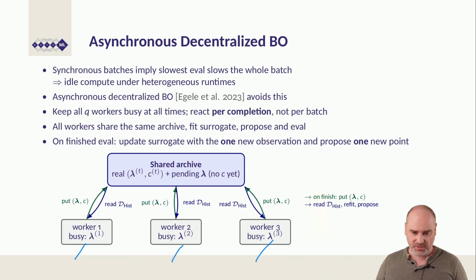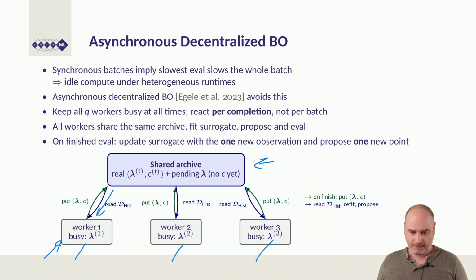What the workers will now do in an infinite loop is read. If they are idle, they will read the version of the archive in the central database. They will fit a surrogate model on this. They will do a single point proposal by acquisition function optimization. They will evaluate that point and then write back the result. And this works asynchronously. As you can also see, the logic is somewhat decentralized, because the logic is here and not on a central node.